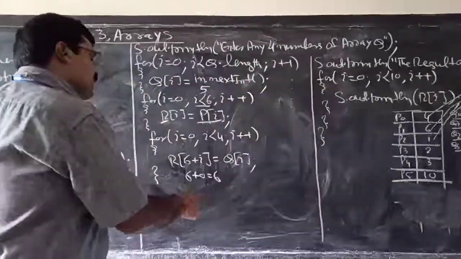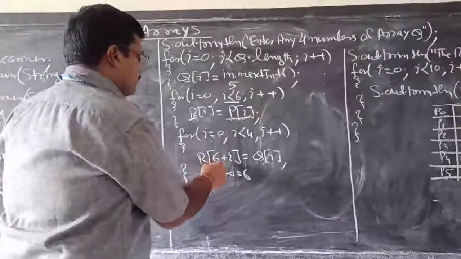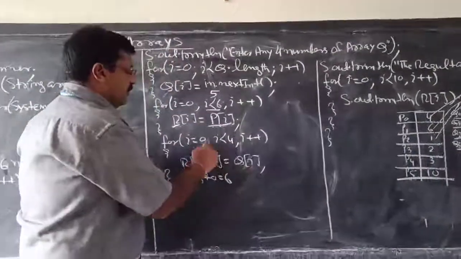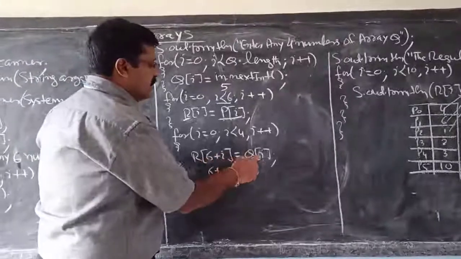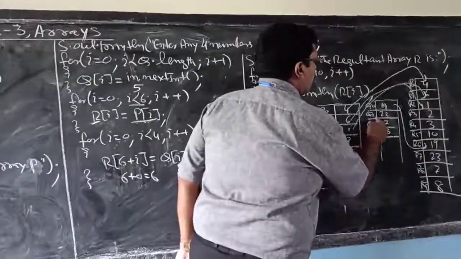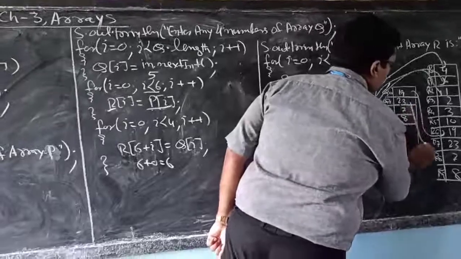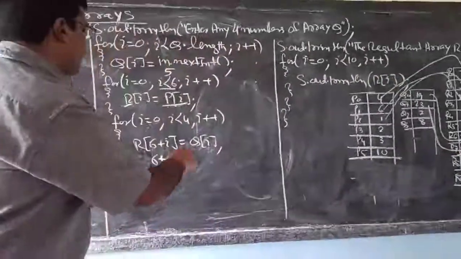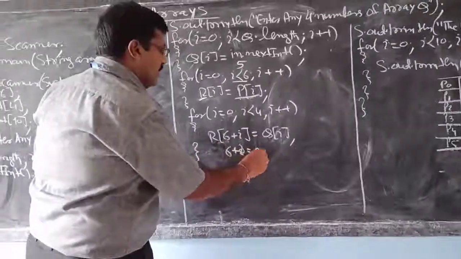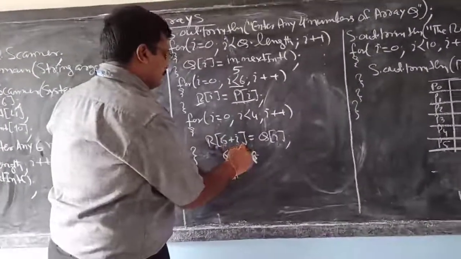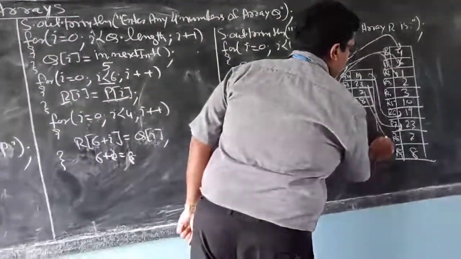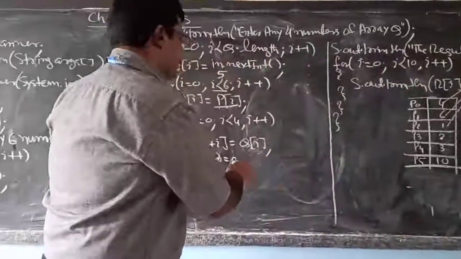Now go for the next i. Next i will be 1. R[6 plus 1], which is 7. R7 equal to Q1, because i is 1. Q1 is what? 23. The 23 is stored in R7. Next i will be 2. R[6 plus 2] is 8. R8 equal to Q2. What is Q2? Q2 is 7. 7 will be stored at the R8 place.